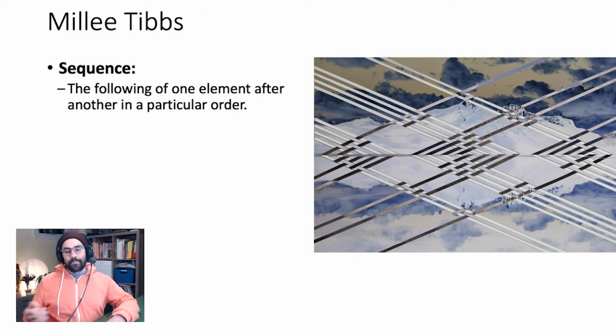And last but not least, we have an example from Millie Tibbs, and this shows us a sequence, which is simply the following of one element after another in a particular order. So we have a sequence here of a geometric pattern in the front of the image plane, followed by a naturalistic landscape in the background.